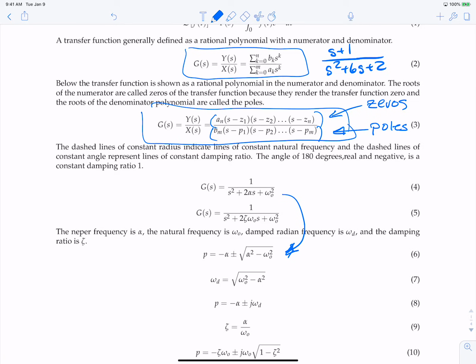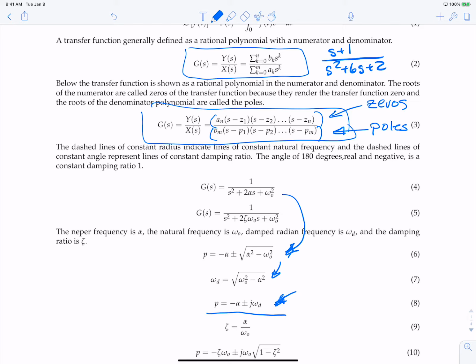Now, you could do some rearranging. You can define omega d, the damped radian frequency, as the square root of omega naught squared minus alpha squared, and then rewrite the poles in this form. Essentially, equation 8 and equation 6 are the same; it just depends on what you want your equation written as a function of. Equation 8 gives the poles in terms of the Neper frequency, alpha, and the damped radian frequency, omega d. This form is very nice if you want to know exactly what the time domain response will be, because alpha, the Neper frequency, is basically the decay rate of your exponential, and omega d is the frequency at which an underdamped response will ring.